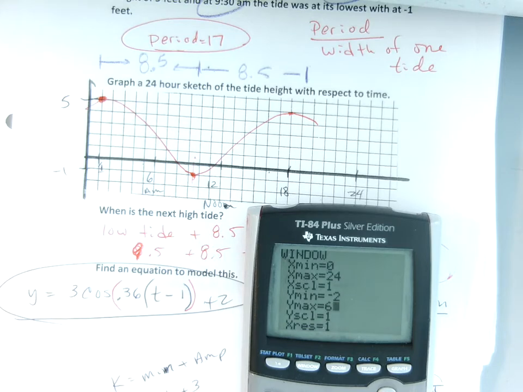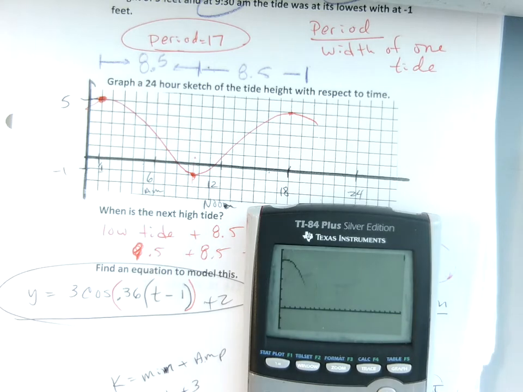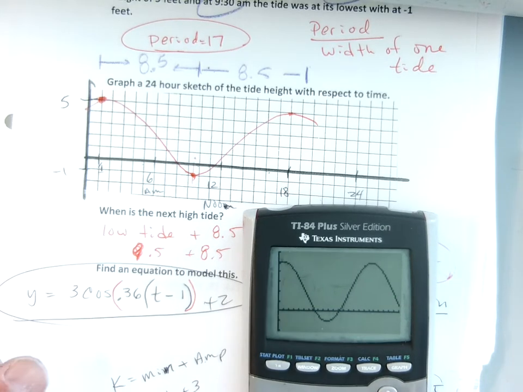And now let's graph it, see what happens. Okay, let's see if we did a good job. So I'll go to graph, and there it is. Looks like what I have, correct? Thumbs up. Now, turn the page.